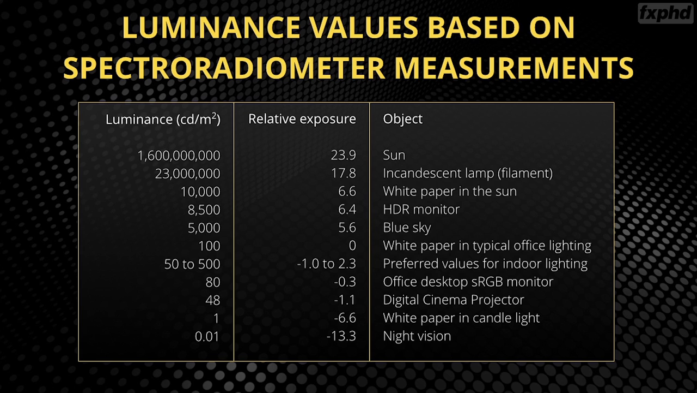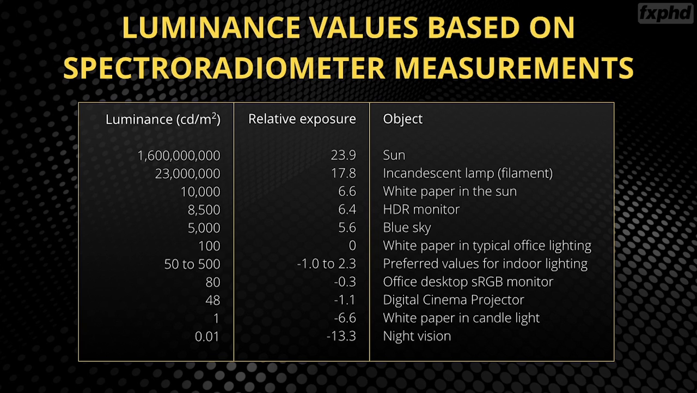So let's just begin by looking at some of the base values. Relative exposure of 0 would be white paper in a typical office lighting environment. So probably where you're sat now watching this, if you put some white paper on your desk in a regular lighting situation, that's going to have a relative exposure of 0, and the luminance is going to be at around 100, and that's 100 candela per meter squared.